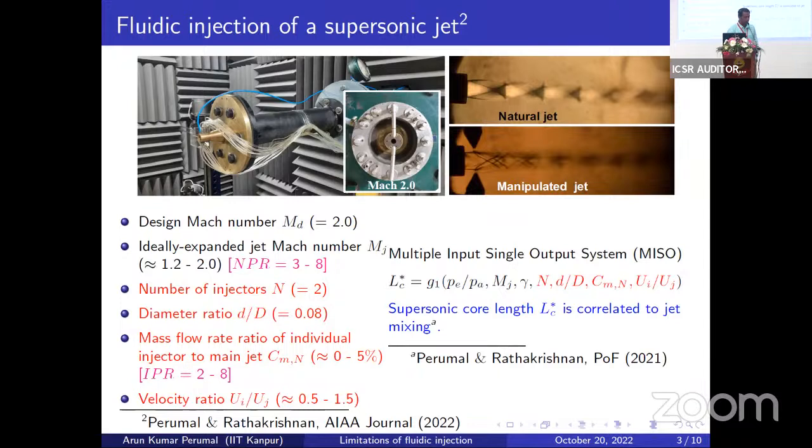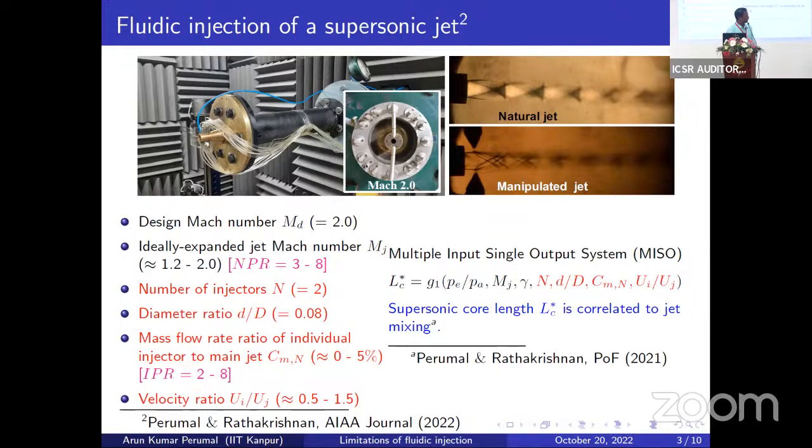So we started to look into a simpler problem. We went with a single output system. In control theory, we call it a multiple input, single output system. I can always look at multiple output parameters, but since it was the beginning stage of the work, we started looking at the single output. The output we were looking at is the supersonic core length, which is well correlated to the jet mixing.